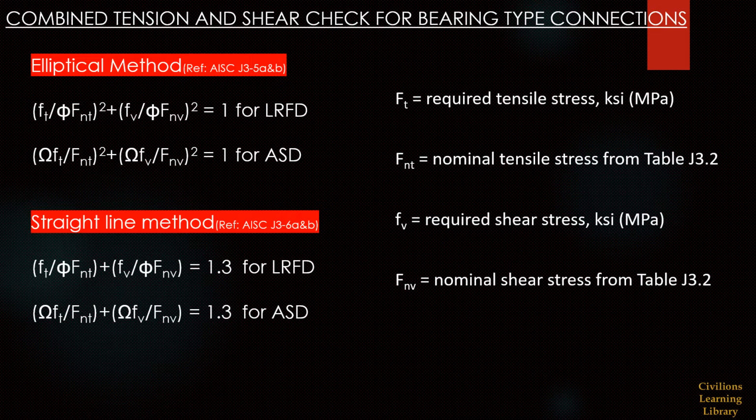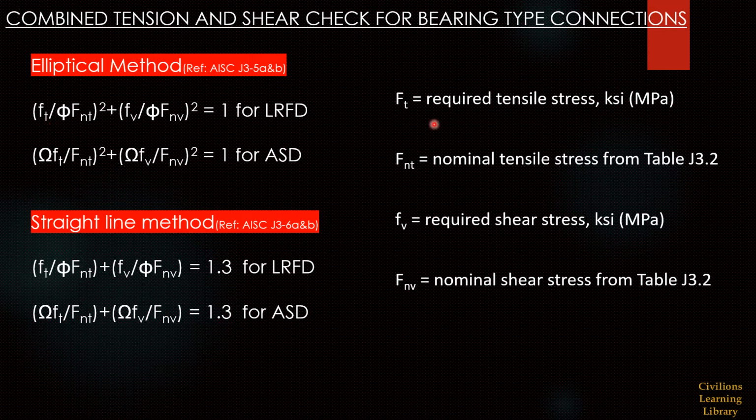Next we will see about the combined tension and shear check for bearing type connections. We can do the combined tension and shear check in two methods. One is the elliptical method and another is the straight line method. So this is the formula for the elliptical method: (Ft divided by Fnt) square plus (Fv divided by Fnv) square should be less than 1 for LRFD, and this is the formula for ASD. Only the factor of safety goes up for ASD and below for LRFD. And this is the formula for the straight line method. Here the square goes out and the value is 1.3 for LRFD and both for ASD.